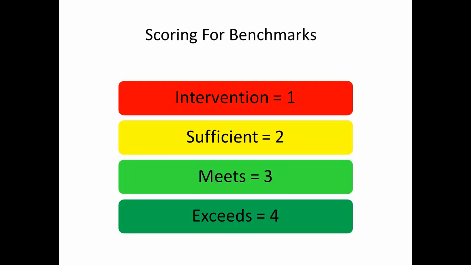Benchmark scoring. When there are performance levels with equivalent benchmarks, there is a scoring of 1 through 4. For example, in the college readiness standards, using the skill of math at a 16 to 19 level, there is a mastery label of intervention, sufficient, meets, and exceeds, or a numerical equivalent of 1 through 4.